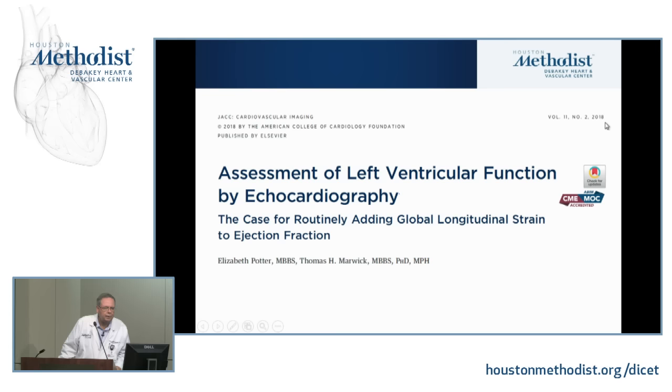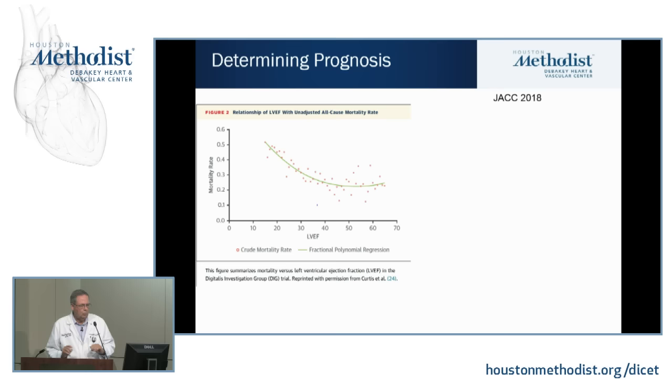Reproducibility is still an issue, particularly between machines. And remember, it is altered by loading conditions. It's not 100% a measurement of contractility. And back to the clinical question, how do we treat a patient that has normal EF but impaired strain?